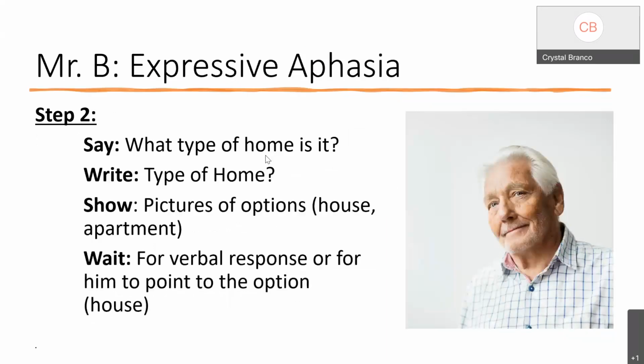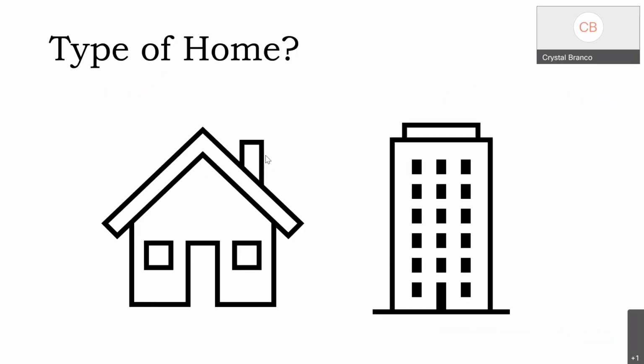And then you want to ask, what type of home is it? You write down "type of home" and you have pictures available to give him some options, such as a house versus an apartment. And you want to wait to see if he can give you a response verbally, or he can point to the options on the paper. So he points to house. So this would be an example of what that visual could look like.